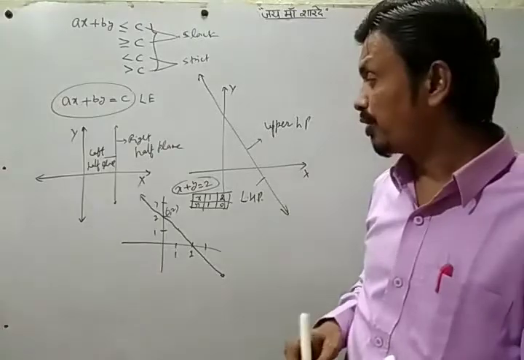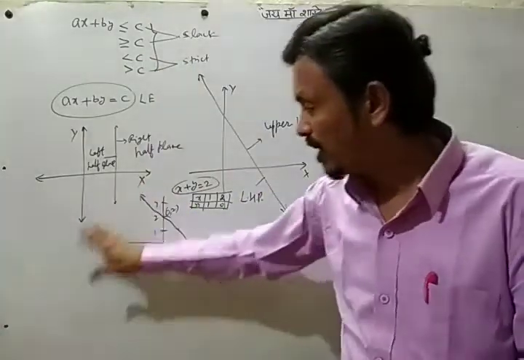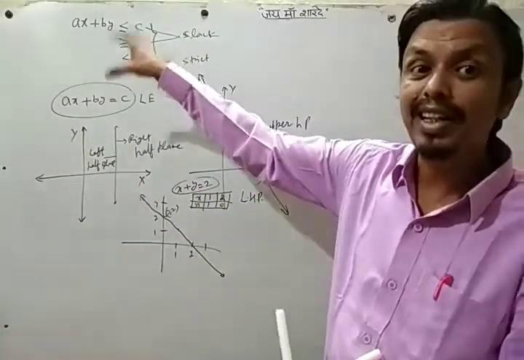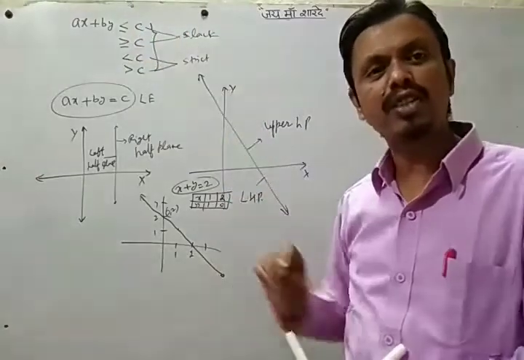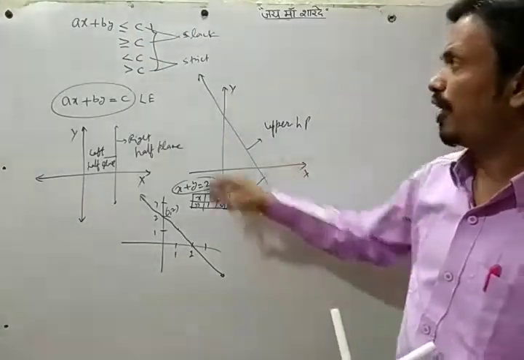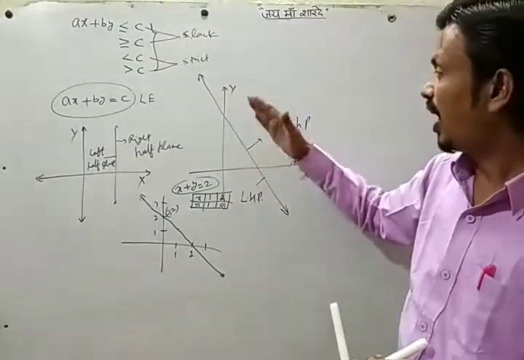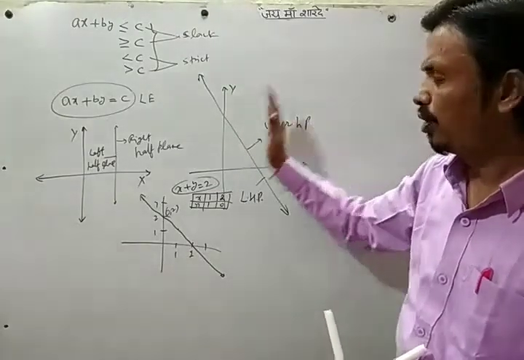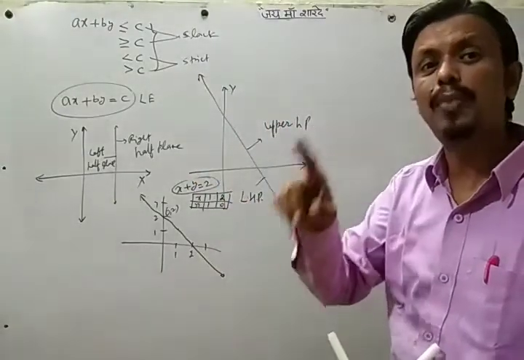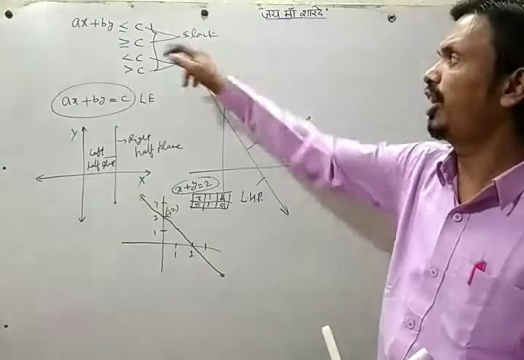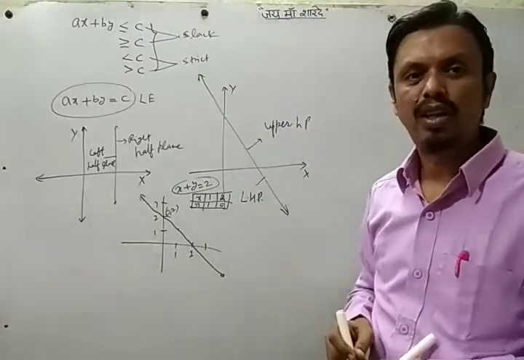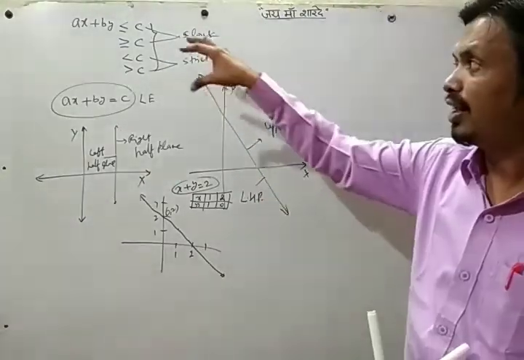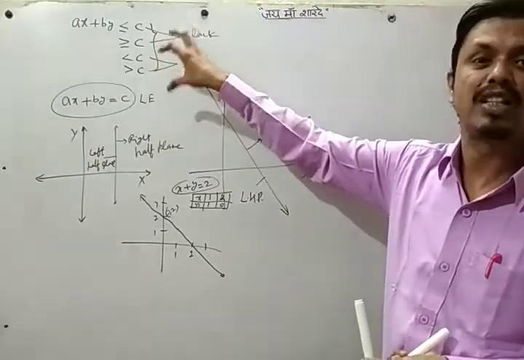So what will be the solution of an inequation? The points which satisfy the given inequation will be its solution. So the solution of any inequation will be either this upper half plane or the lower. Any one of the half planes will be the solution of any inequation. So how do we find the half plane which is the solution?